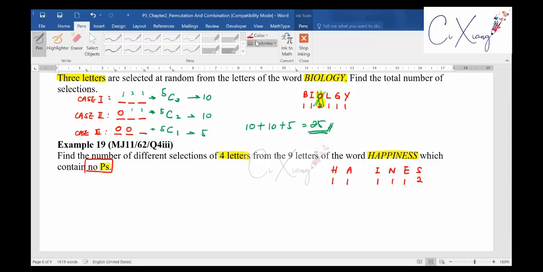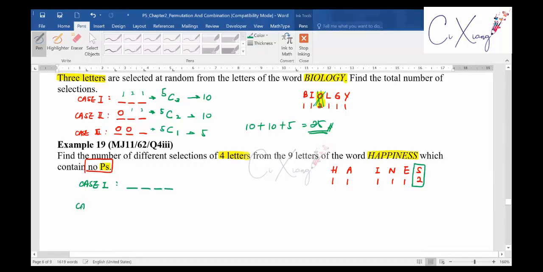But again, before you start, you will see that there's another identical letter, which is the S. So maybe you need to consider cases. Case 1: 4 letters, 1, 2, 3, 4, and you have no S. Case 2: 4 letters, you have 1 S inside. Case number 3: you have 4 letters again, and then you have both S inside.